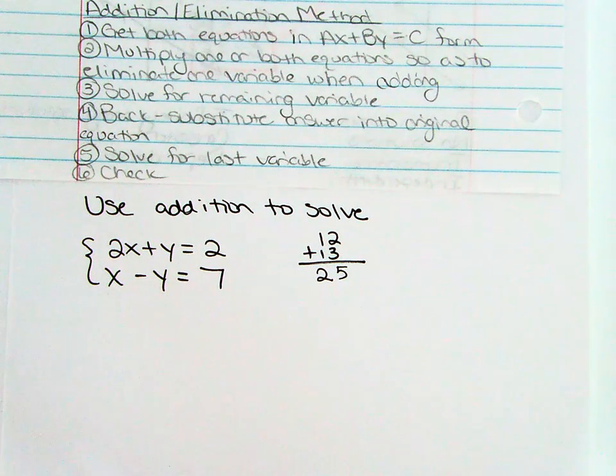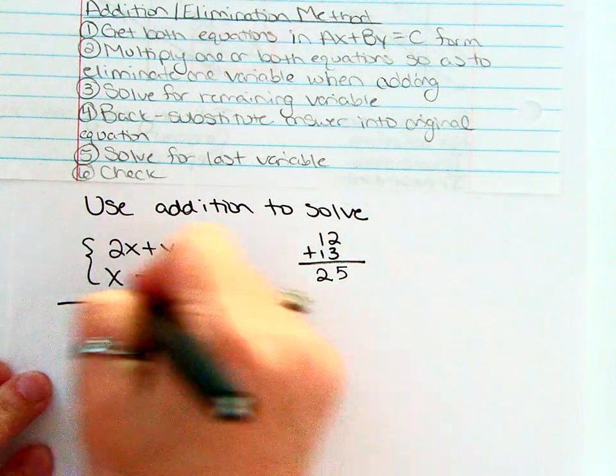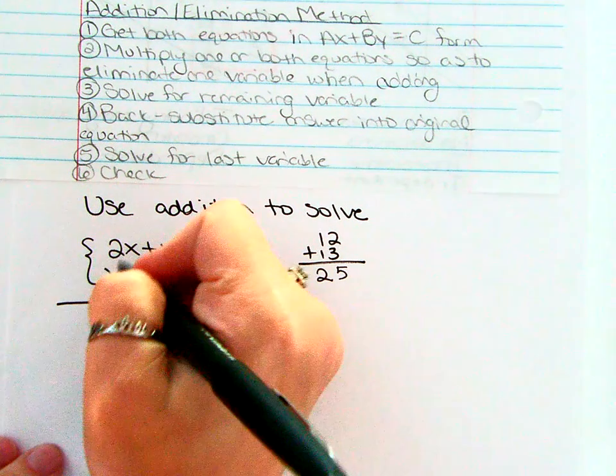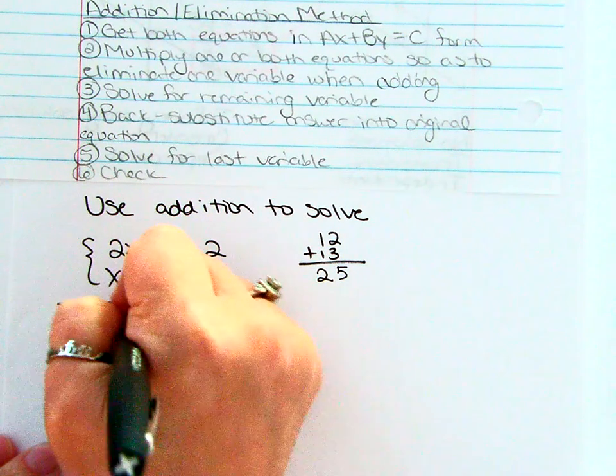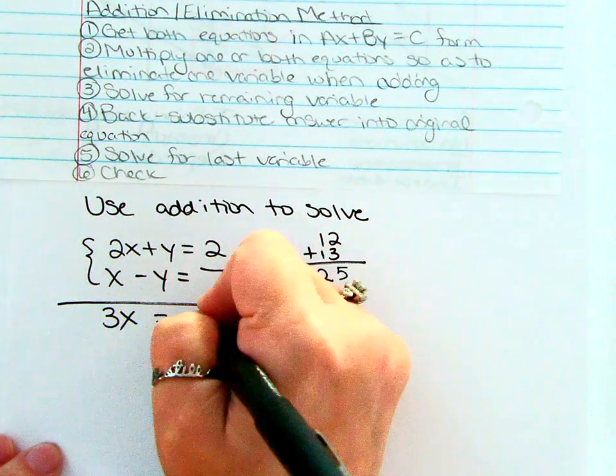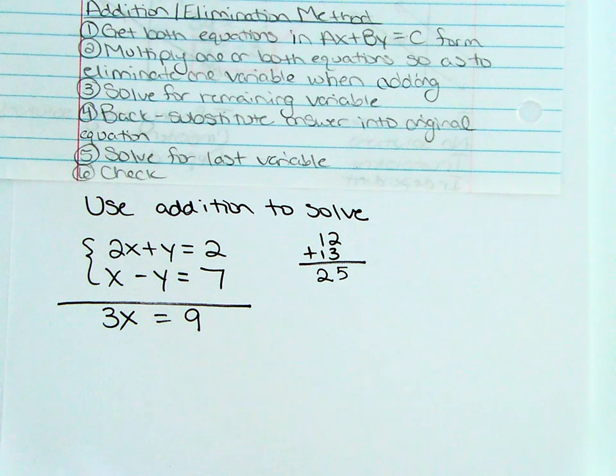So I'm going to do a big, giant addition line, and I'm going to add straight down. I'm going to add my x's, add my y's, and add my constants. So I have 2x plus x is 3x. My y's fall away, and 2 plus 7 is 9. Now I have one equation with one variable. I can solve that. Divide both sides by 3, I get x equals 3.